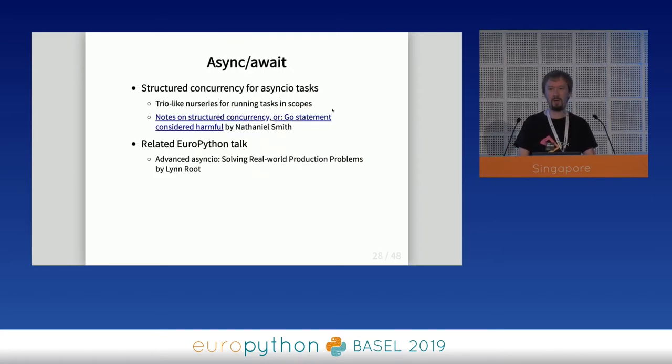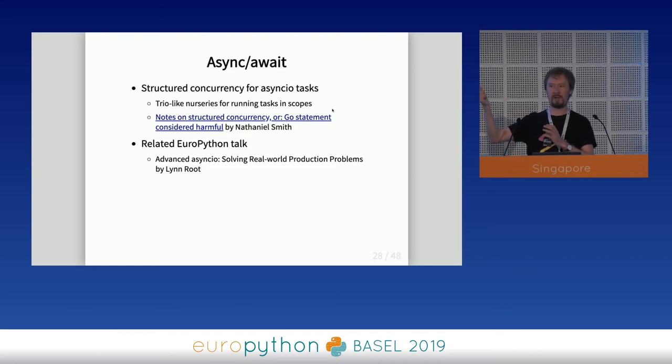Another area where there are some possible changes coming up in the next releases is asynchronous programming, async await. The idea is to introduce so-called structured concurrency for asyncio tasks. The idea is simple. When you run an asyncio task, you don't really control it, and it's hard to control when it's going to be finished, how you catch exceptions from this task, and so on. And so one of the core developers, Nathaniel Smith, introduced this library called Trio, where you can define so-called nurseries that spawn tasks, and their scope of life is limited to the block where the nursery is active.